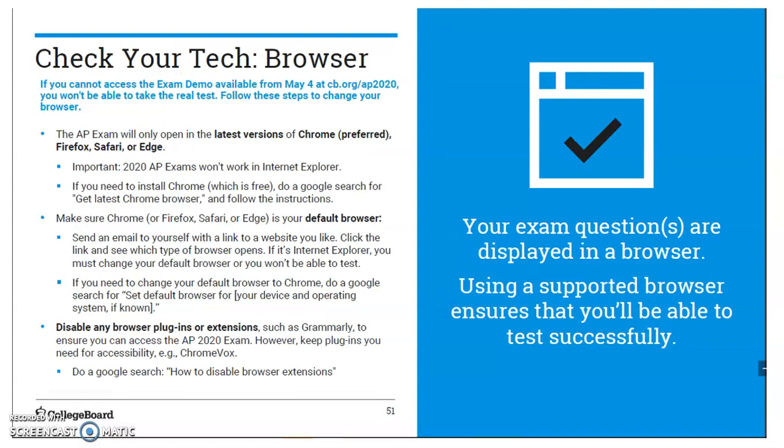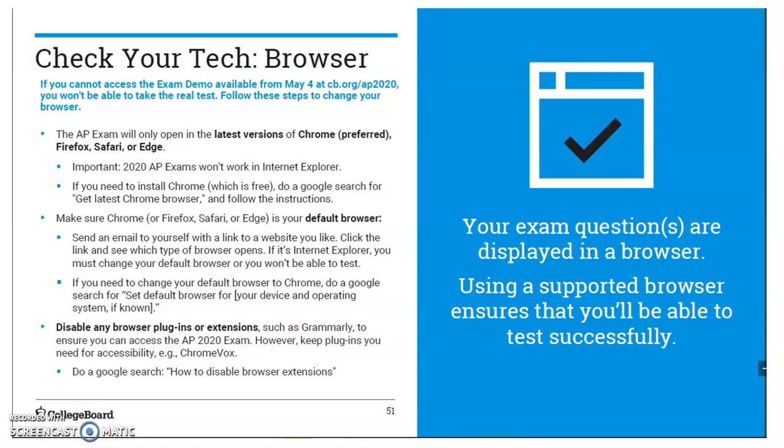Okay, along with checking your tech, you want to be able to access your browser. And this is a slide we referred to earlier that said if you were having problems or couldn't access the demo, right? Here's the information. So if you cannot access that exam demo on Monday, May 4th at cb.org/AP2020, right, you're not going to be able to take the real test. So do this step. Go through and check to make sure you can access the test. Then go ahead, follow these steps to change your browser if you're having problems with your browser.